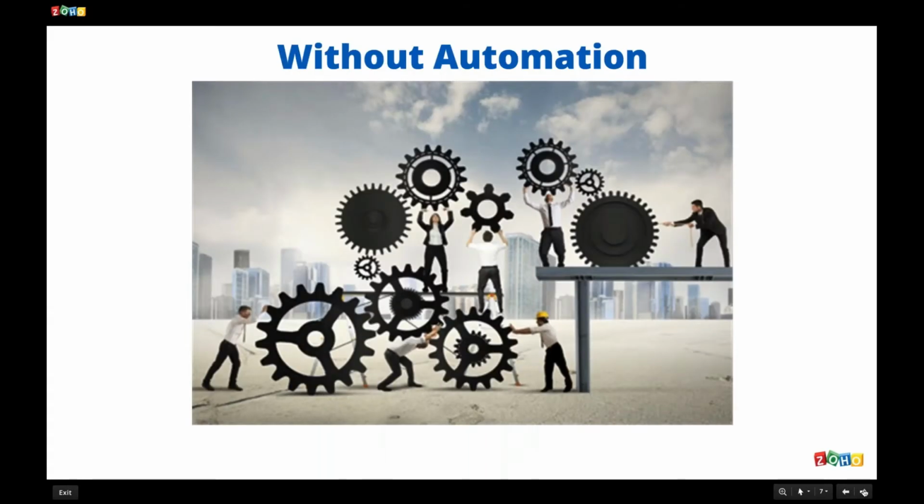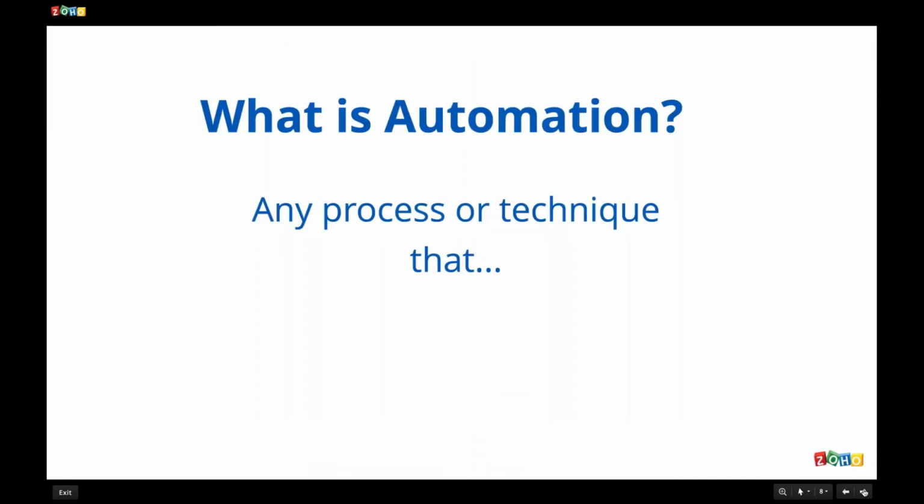So without automation, you could imagine how the world would be. So then, what is automation? What we are trying to achieve through automation.